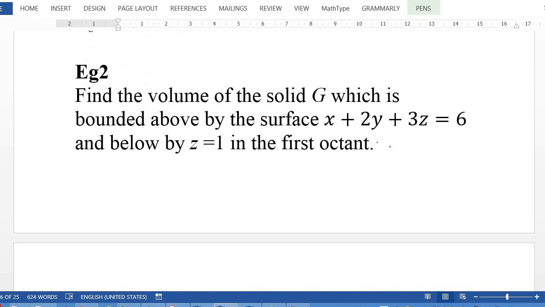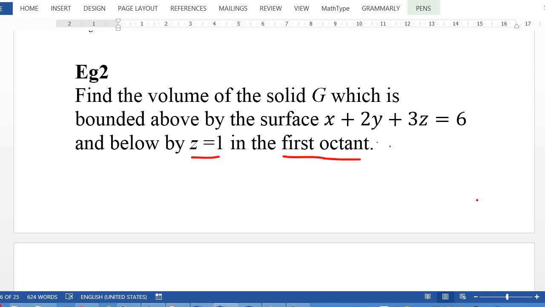The second example: find the volume of the solid G, which is bounded above by the surface x plus 2y plus 3z equal to 6 and below by z equal to 1. Compared to the previous example 1, now the bottom surface is no longer on the xy plane, but on the plane z equal to 1. Hence, this solid is bounded by a top surface and a bottom surface in the first octant.